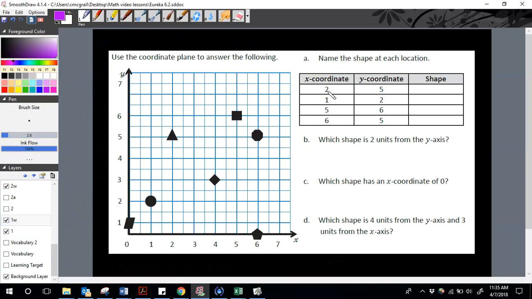The first one, the x-coordinate is 2. The y-coordinate is 5. So I'm looking for the shape at 2, 5. So my goal here is I'm going to go 2 on the x-coordinate, and I'm actually going to count up. 2, and this is the only shape here, but I need to verify that it's at y 5. And if I trace it back, it is at 5. So the shape that is at 2, 5 is the triangle.